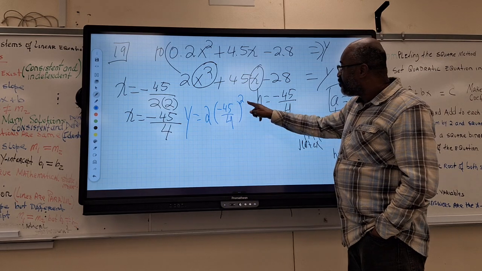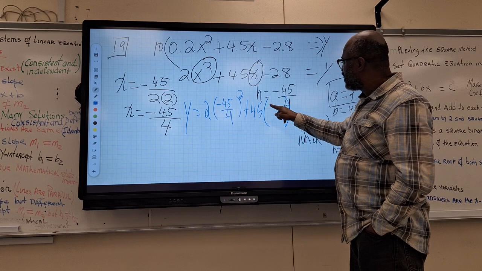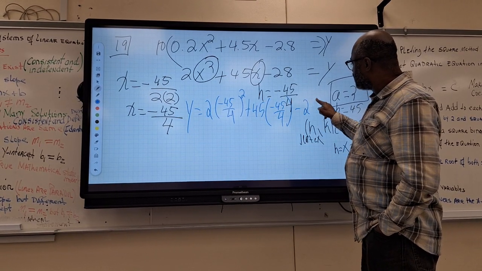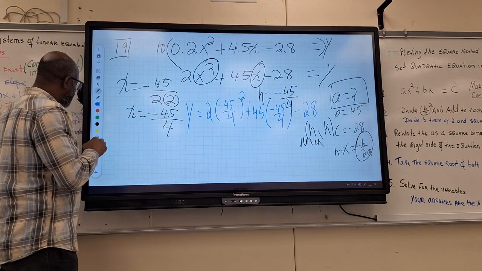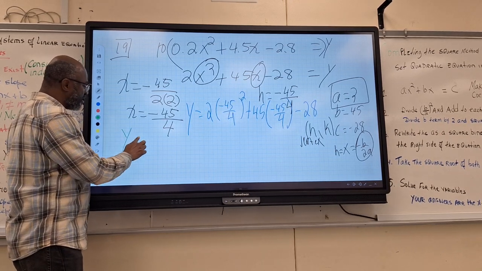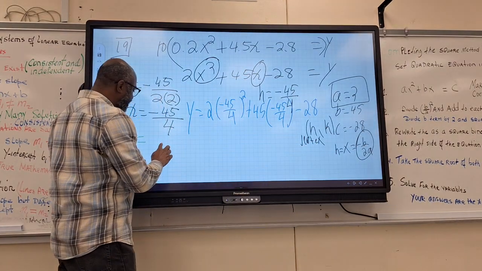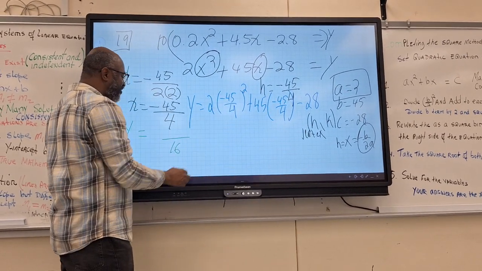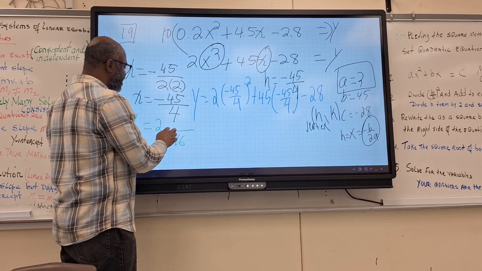Plus 45 times negative 45 over 4 minus 28. Then guys, the big gun, your calculator, you need it, you must have it. And I will have y equal, order of operation. I'm going to square this first. At least I know it's going to be over 16. Because 4 squared is 16. What is 45 times 45? That's a good question. Calculator. Those of you who are using calculator.